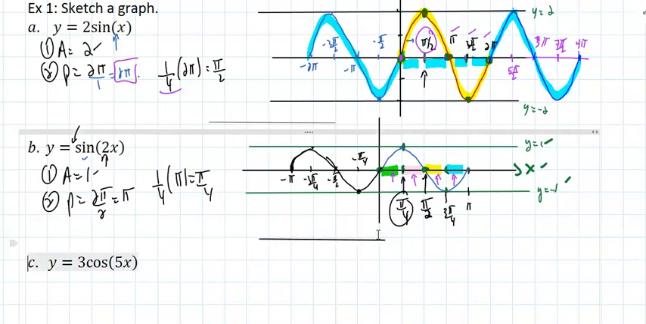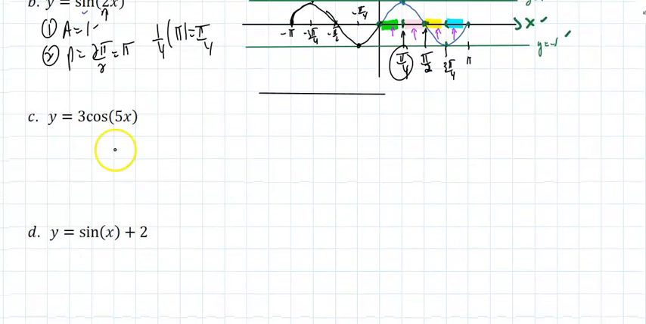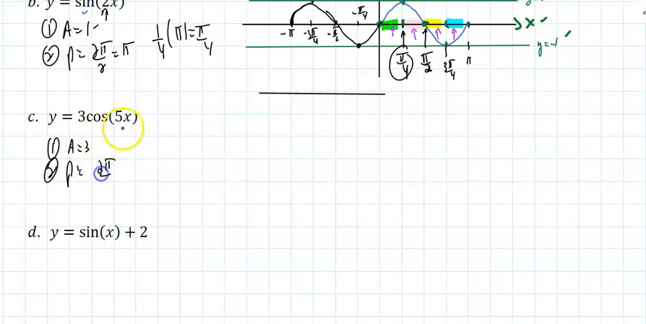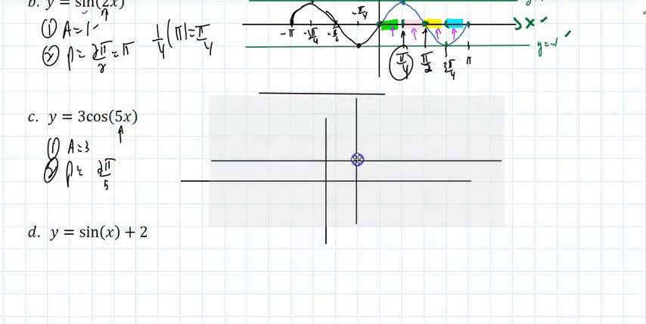One more before I conclude this video and move to the next. Well, how about this one? Here, the amplitude is 3. The period is 2 pi divided by 5. Got it. The graph is the easy part. Labeling is the tough part.